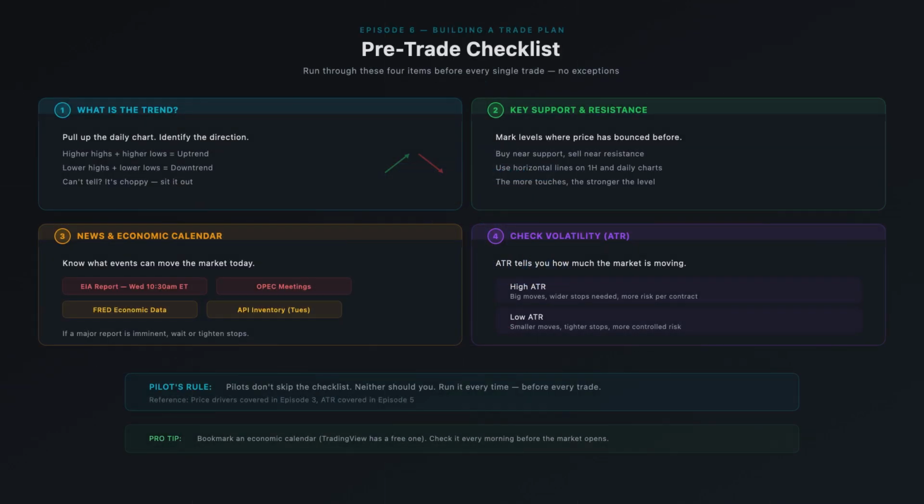Before you ever place a trade, you need to run through a checklist. Think of it like a pilot before takeoff. They don't just wing it. They go through every item, every time. Here's what your pre-trade checklist should look like.